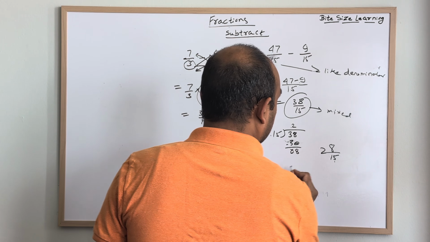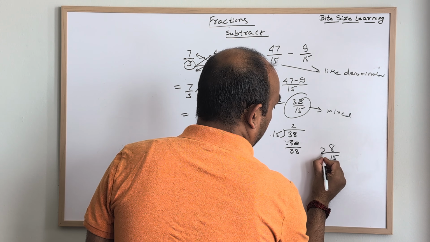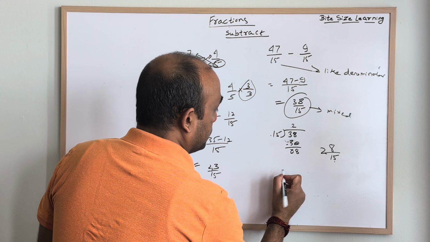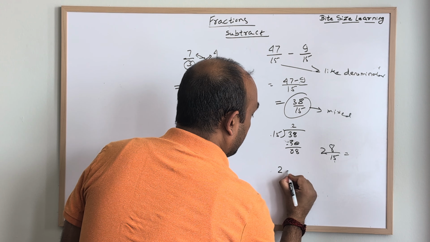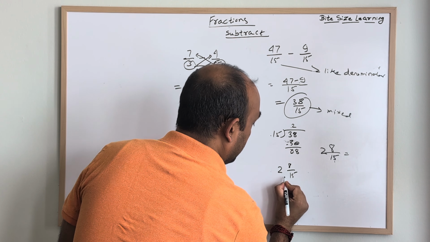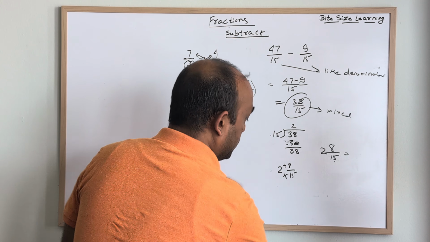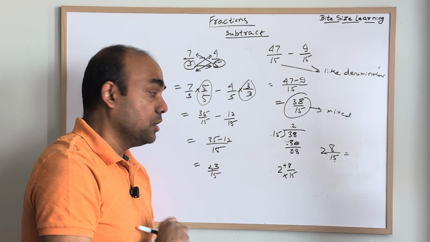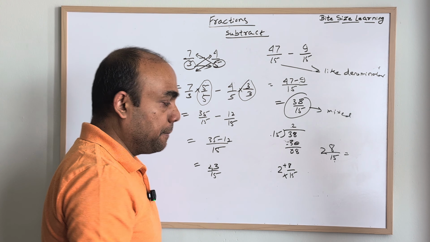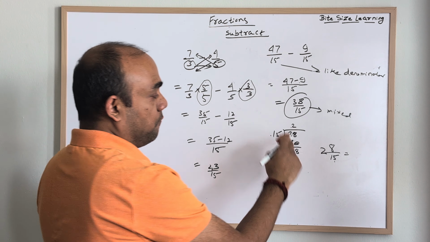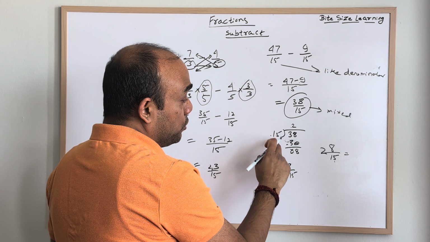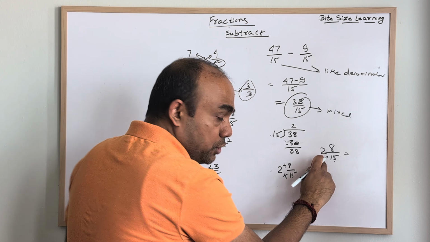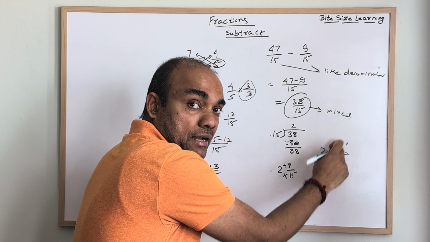Meaning when you want to convert this into a mixed fraction, with 2, 15 and 8, you will have multiplication here and division, addition here. So you need to understand that whenever you want to convert an improper fraction into a mixed fraction, what you need to do is to do a division, write the quotient here, divisor here, and the remainder here.